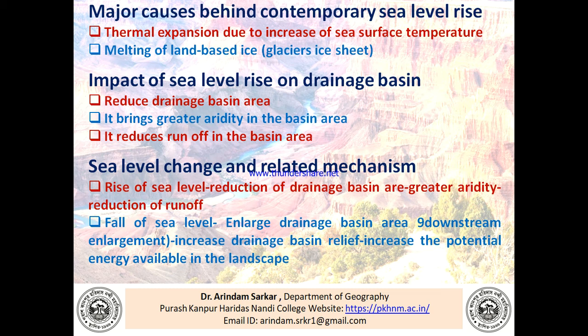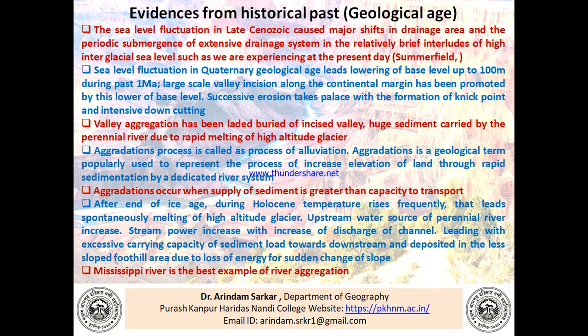Now sea level change and related mechanisms. Rise of sea level leads to the reduction of drainage basin area. That leads to greater aridity. That also leads to the reduction of runoff. On the opposite side, fall of sea level can enlarge drainage basin area, and that can increase drainage basin relief and increase the potential energy available in the landscape.